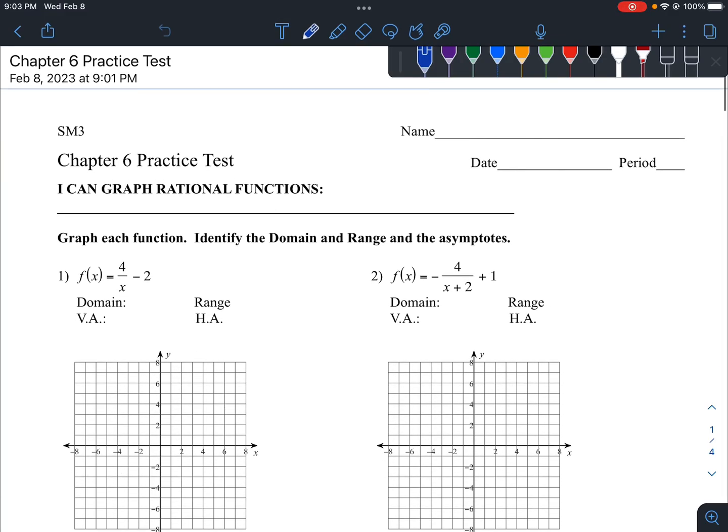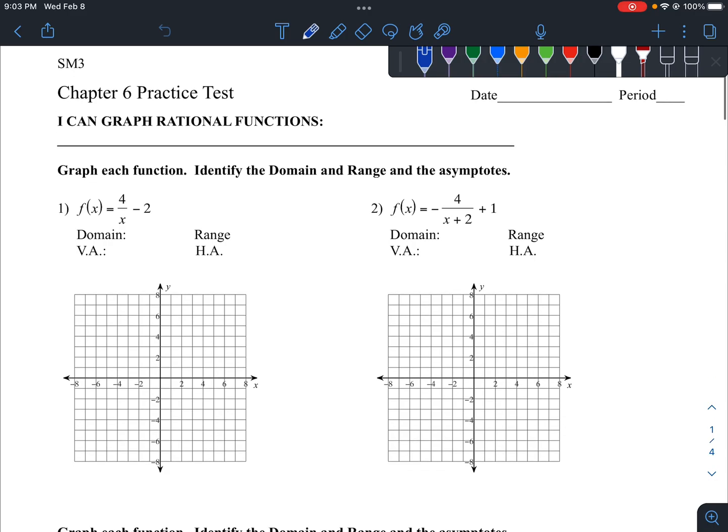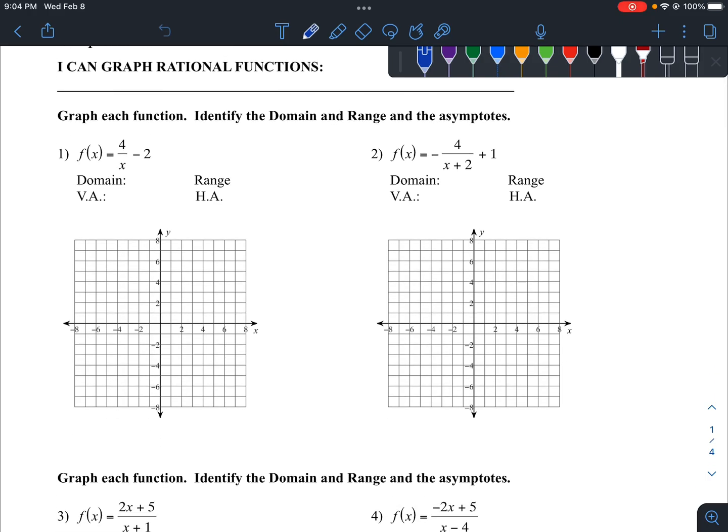Alright guys, this is me going through the chapter 6 practice test. This practice test starts with graphing some rational functions, which is, I know, the first thing that we did for the unit, so it might be hard to remember.